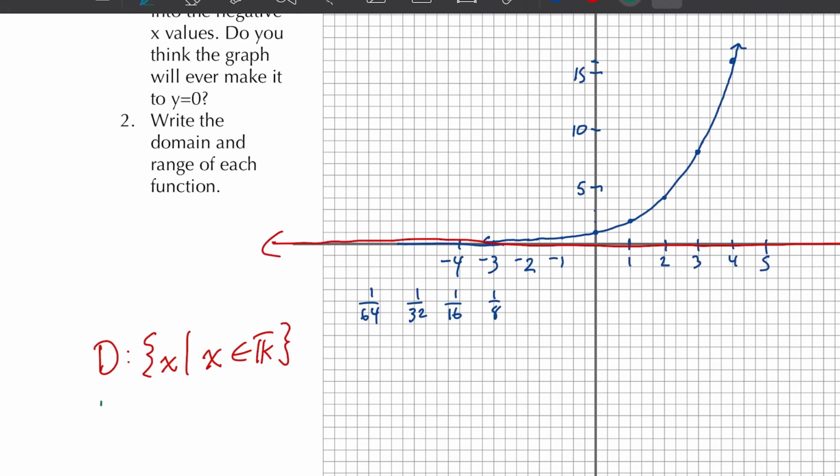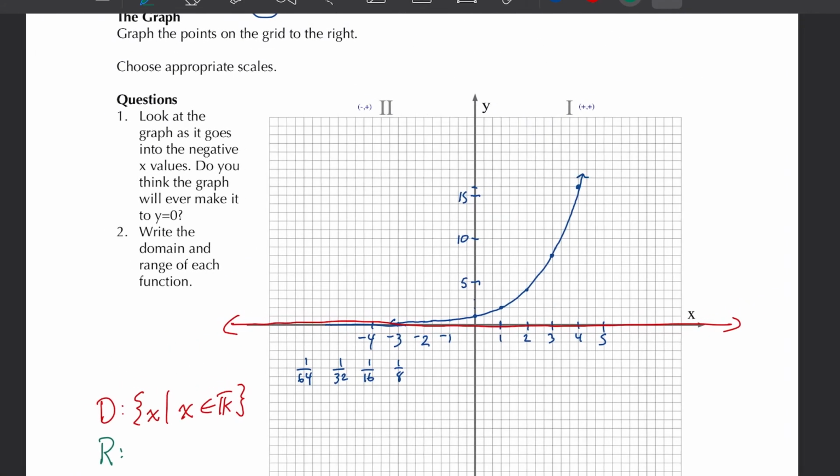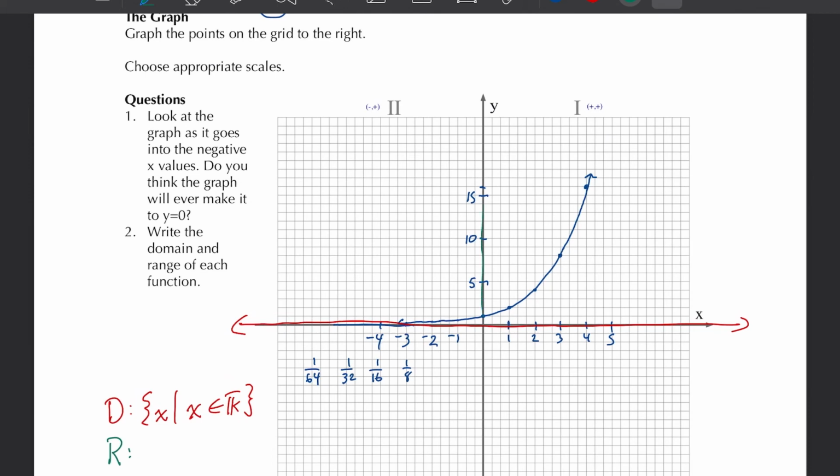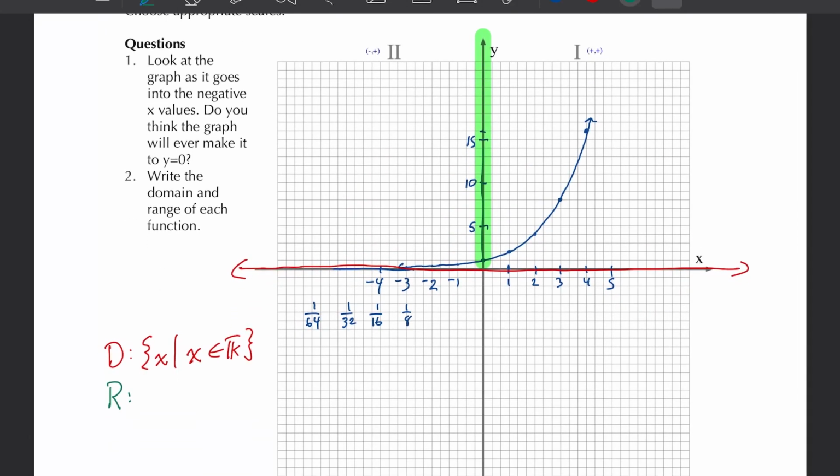Our range is how high up and down this graph goes. Well, this graph is in the positive area here. The graph is never down here in the negative area, and the graph will never be exactly at 0. So it's all of our y values such that y is greater than 0, strictly greater than 0. And y can be any real number that's greater than 0. So there's our domain and range.